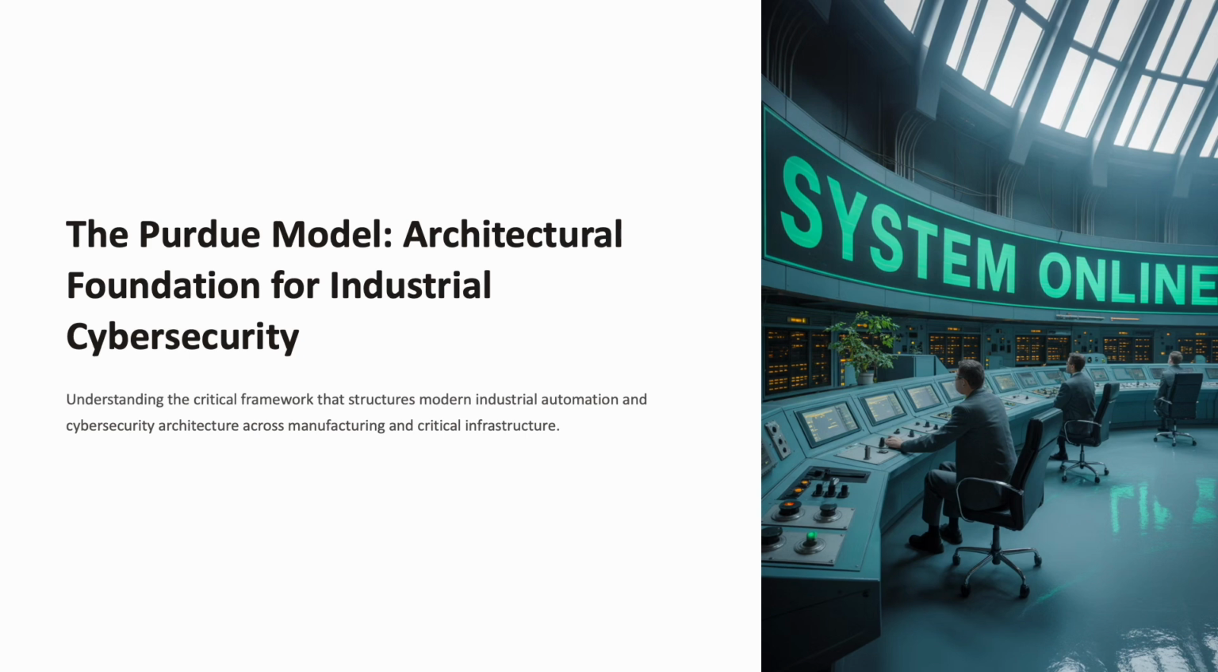The Purdue model is very crucial in understanding how modern industrial automation environments, such as manufacturing plants and critical infrastructure, are structured for both efficiency and security. This framework not only describes how control systems and business systems are separated, but also how these layers interact and when cybersecurity measures must be applied. By mastering the Purdue model, you gain insight into why industrial networks are designed the way they are and how targeted security strategies can protect operations from emerging cyber threats.